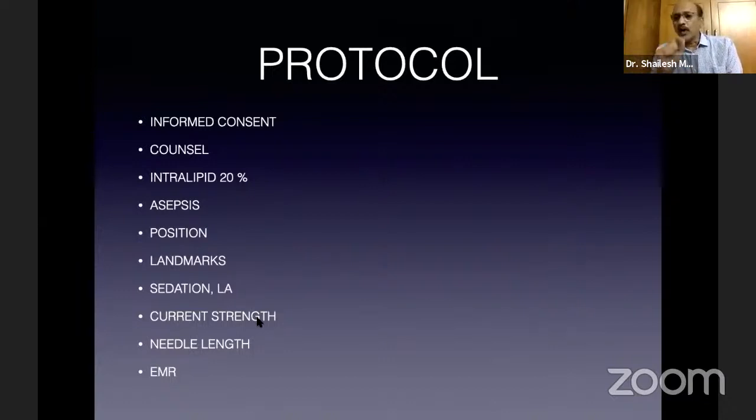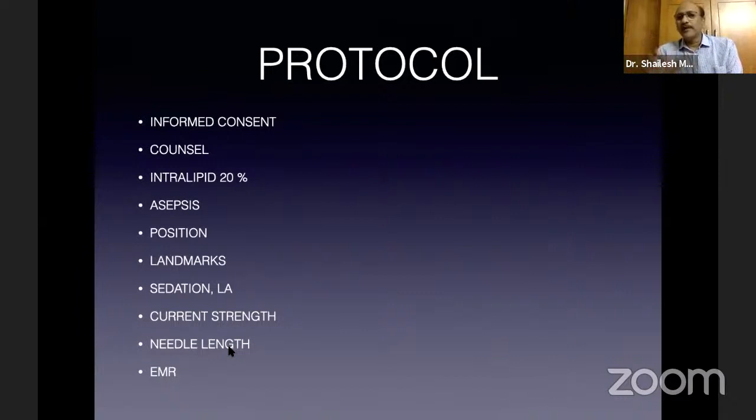Now, current strength for all lower limb blocks, I usually use 1.5 milliampere. And for upper limb blocks, I use only 1 milliampere. If you use higher current, then it's quite uncomfortable for the patient. Sometimes it's painful. And for thicker nerves, which are deeper nerves, just 1 milliampere will take a lot of time to locate the nerve. So you have to keep at least 1.5 milliamperes of current.